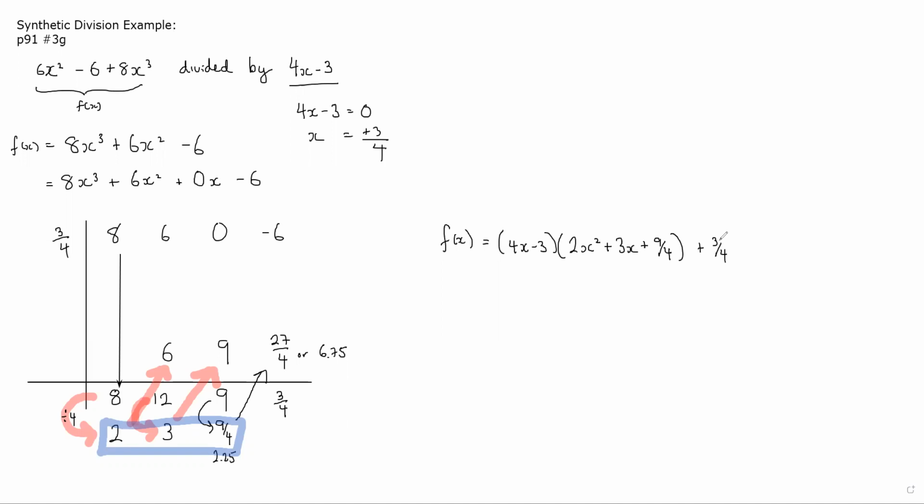Right? Let me quickly double check to make sure I'm not doing anything silly. That becomes negative 27/4 minus that becomes a 6. Yeah, so this is correct.